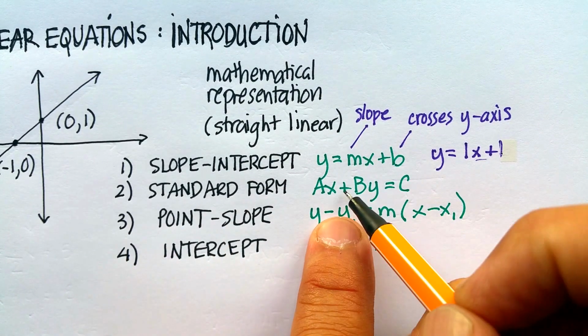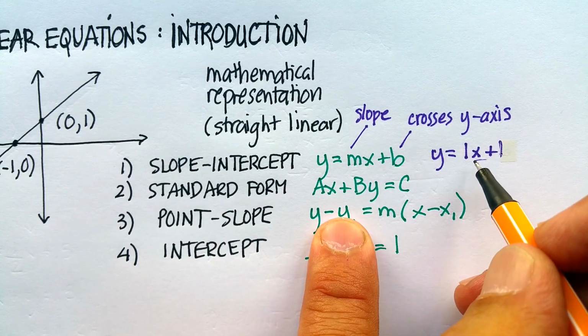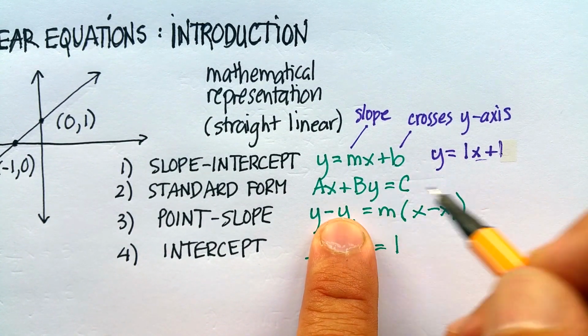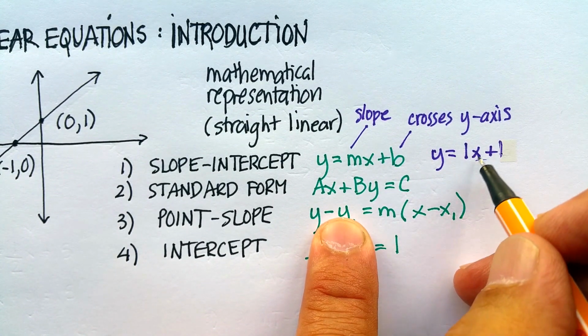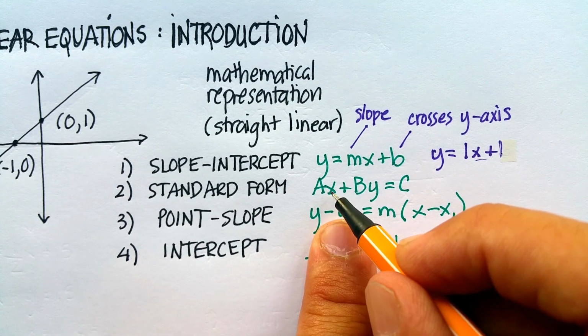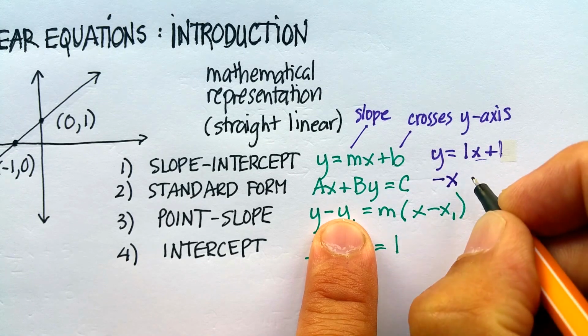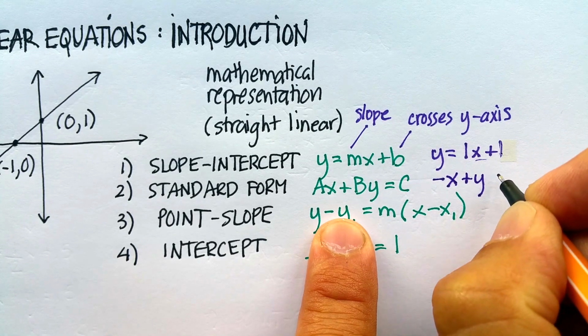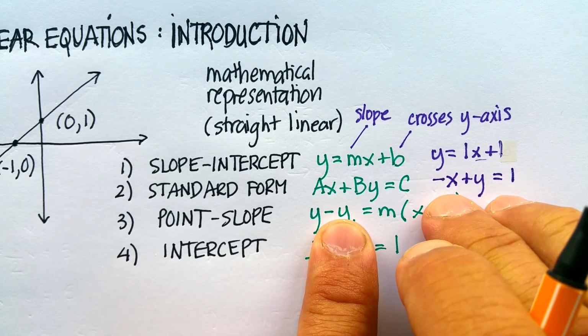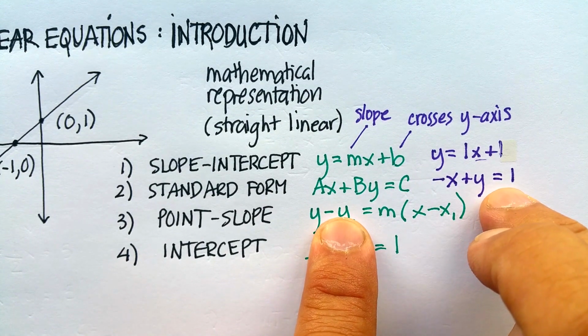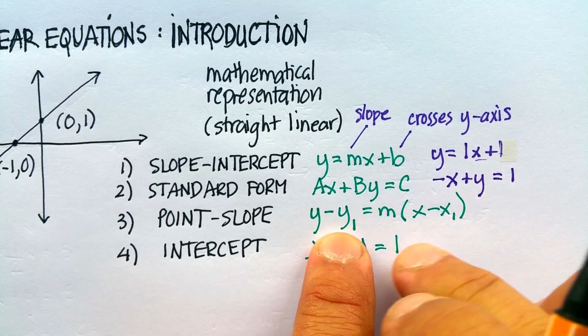That same equation, if we want to represent it in standard form, we just put the x and the y on the same side. So let's subtract the x and put it out in front. So I'd say minus 1x plus y is equal to 1. And this would be the same equation in the standard form, okay?